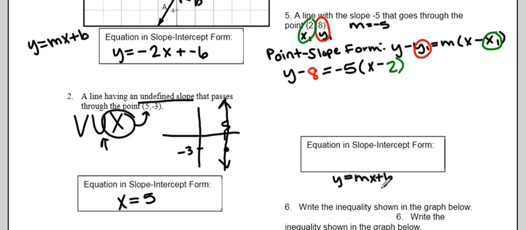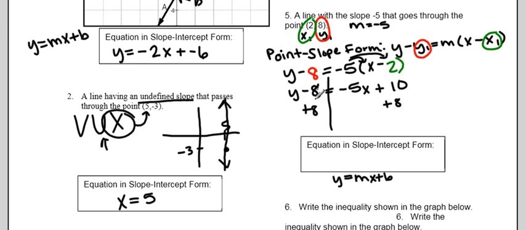So I need to do two things. I need to get rid of my parentheses, and I need to get y alone. Let's get rid of our parentheses first by distributing. So y minus -8 will stay the same for now, and I have -5 times x, and -5 times -2. Those double negatives make a positive 10. And then I subtract 8 from both sides. So I now have y equals -5x plus 2.